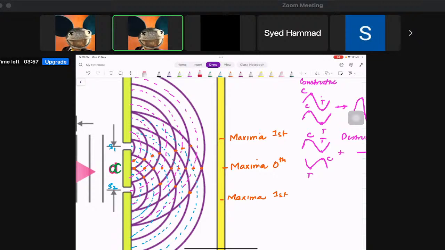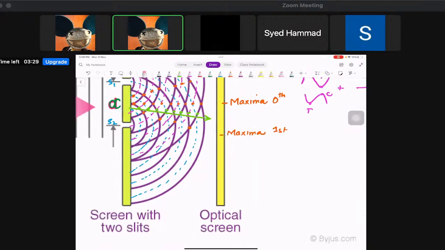If you look at, I don't know which color to choose. Okay, wait a second. Let's choose this one. So if you look at this point, a dotted line meets a solid line right here as well, right here as well. So just in this line, basically all the points are destructively interfering, which means at this point you will witness a minima of the first order.